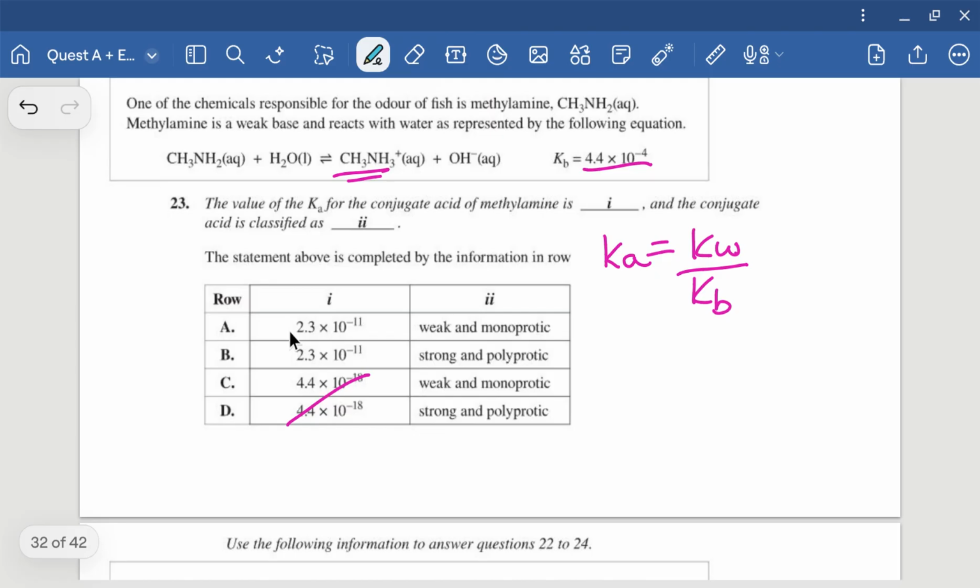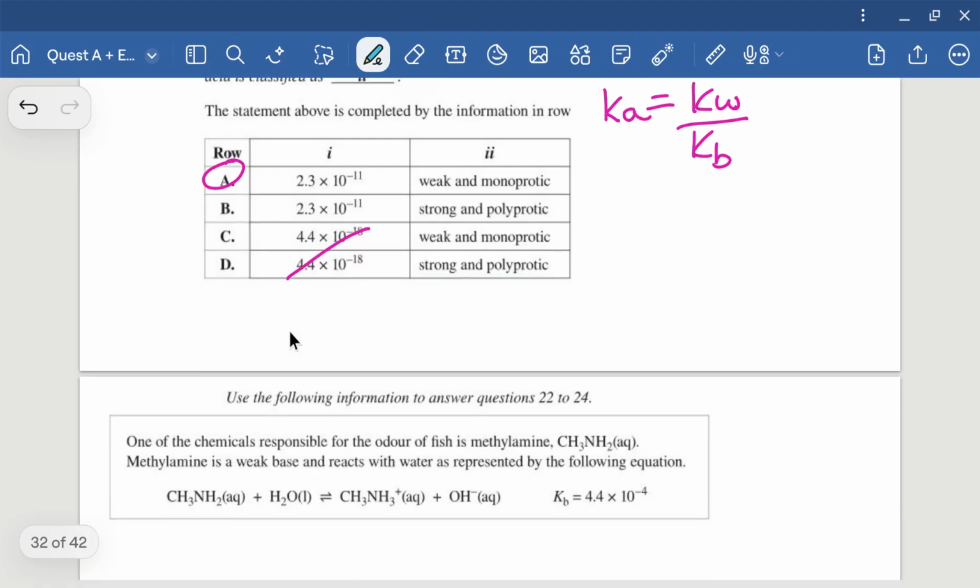And then looking at what we have from there and being able to describe it. So looking at the acid, if your Ka value is pretty low, it's going to be a weak acid. And then even taking a look, you only have one hydrogen to donate, so it's monoprotic.